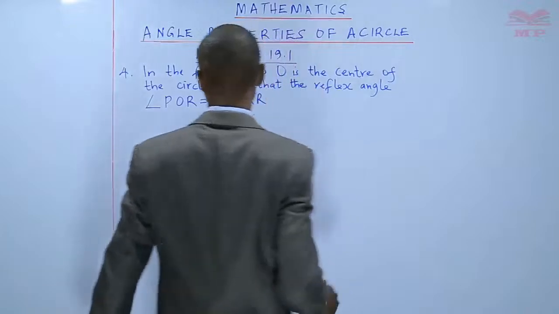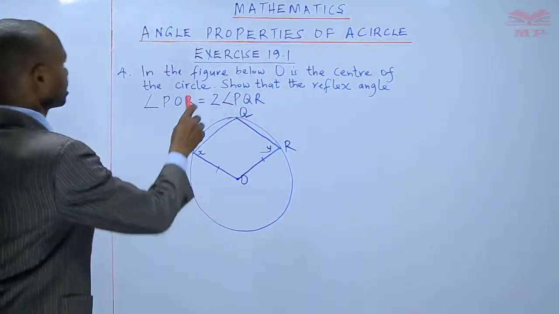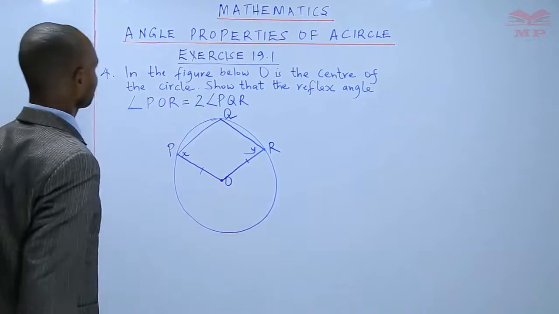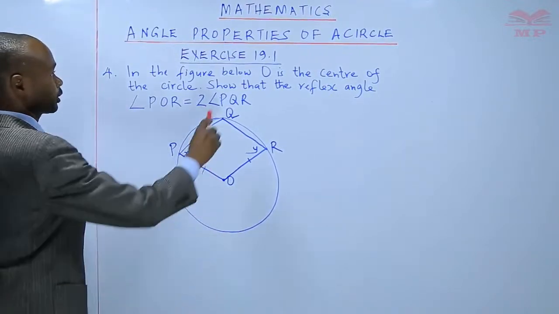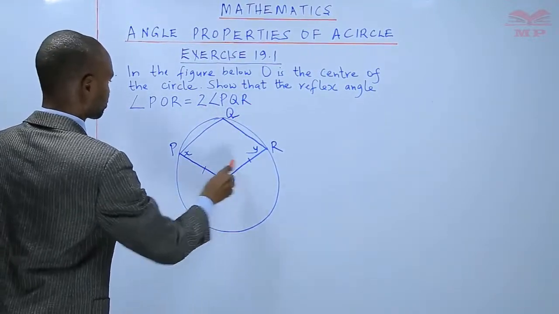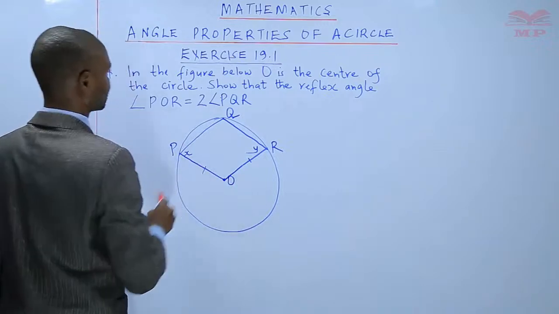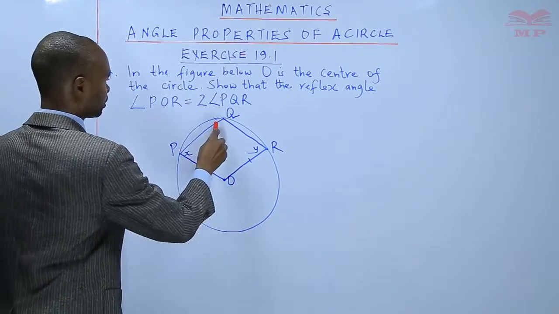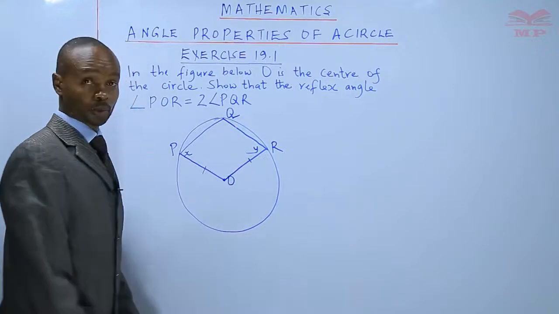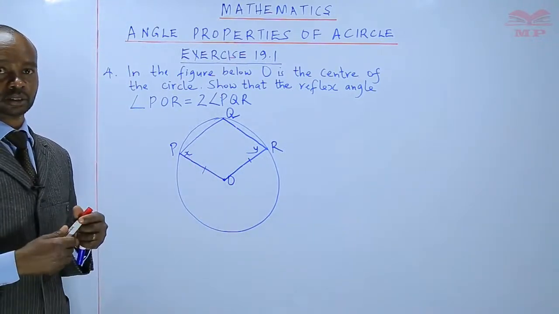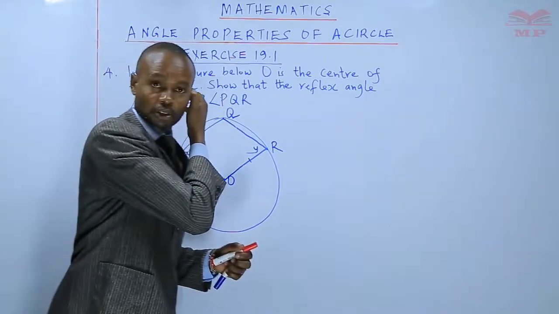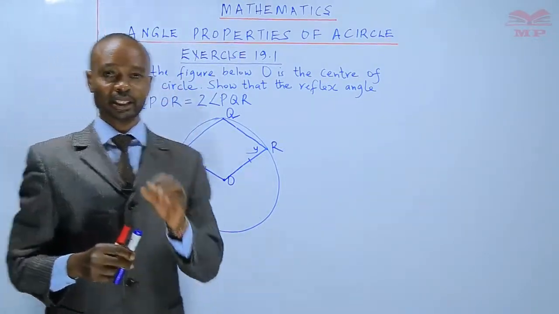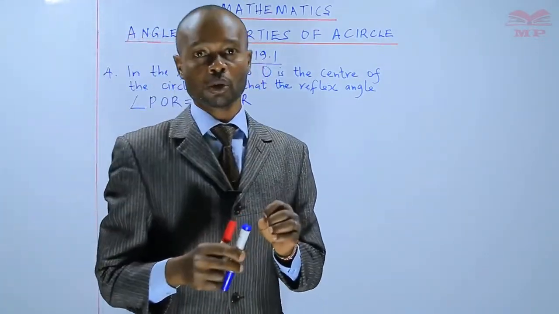So that is the question. In the figure below, O is the center of the circle. Show that the reflex angle POR is twice angle PQR.